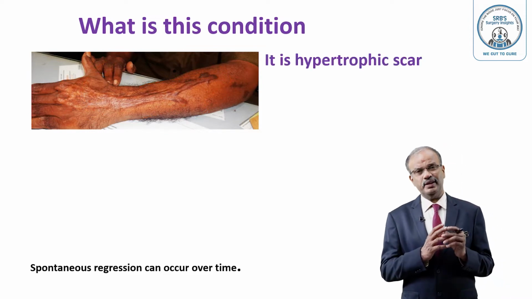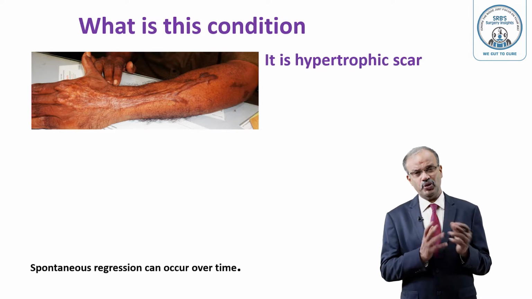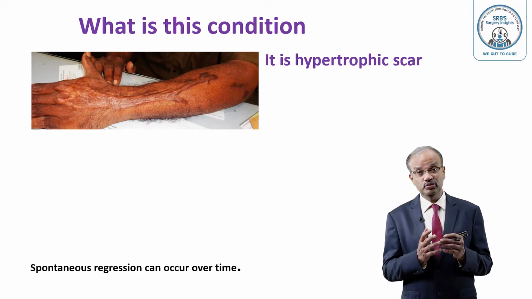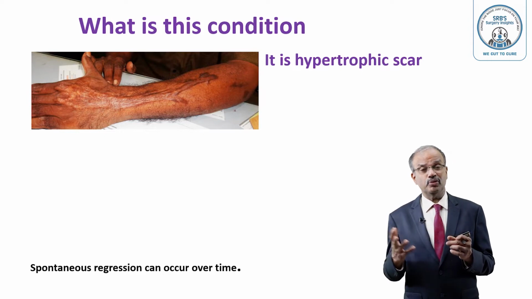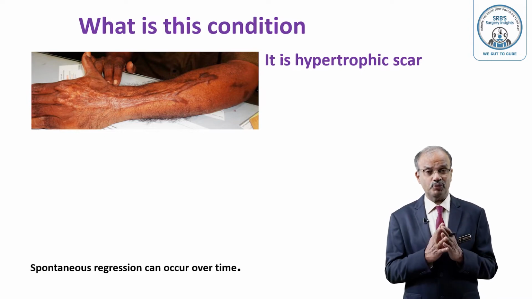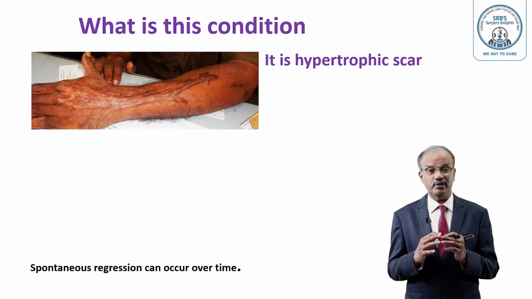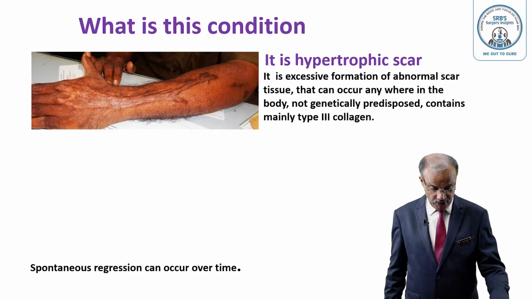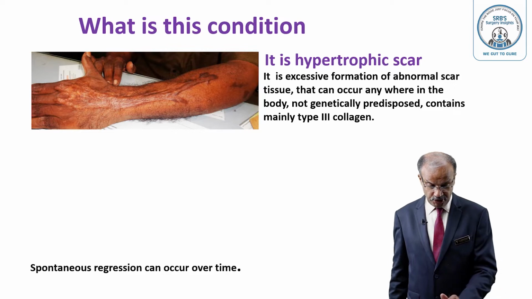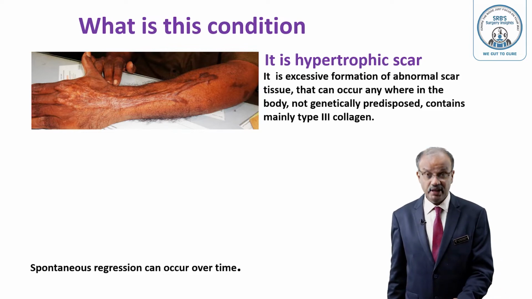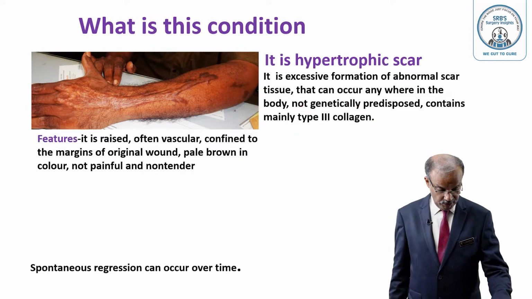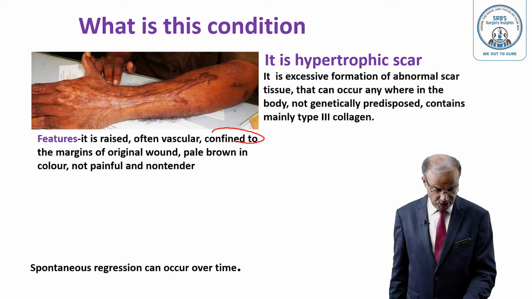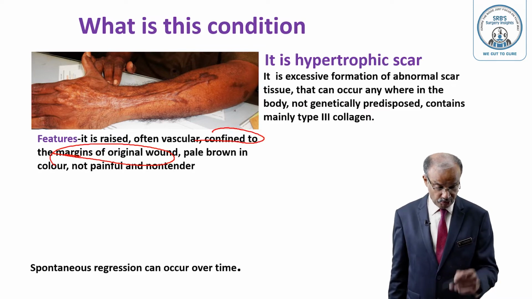There are two entities besides the normal matured scar: keloid, which continues to grow, and hypertrophic scar, which continues to grow only up to 6 months. So, the difference between hypertrophic scar and keloid. Keloid is claw-like, more aggressive. It is excessive formation of abnormal scar tissue that can occur anywhere in the body, not generally predisposed, containing mainly type 3 collagen. It is raised, often vascular, and very important, confined to the margins of the original wound, never goes beyond that.